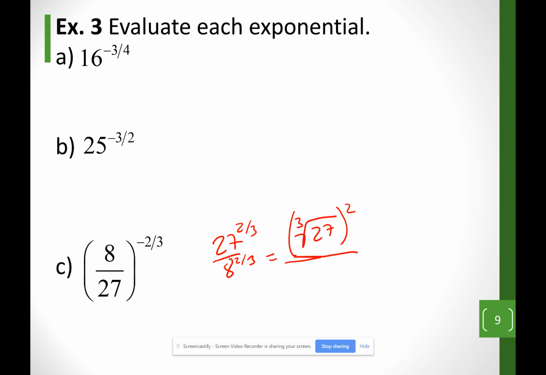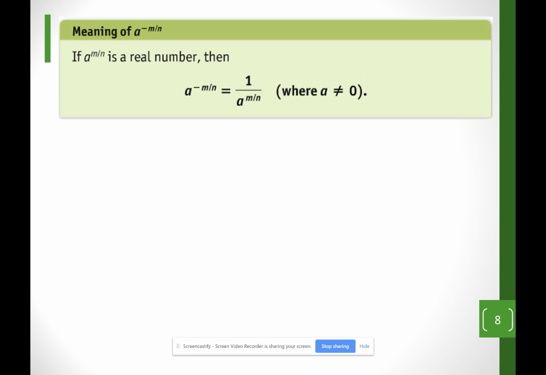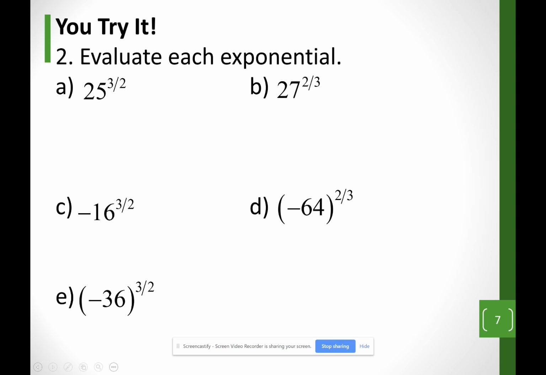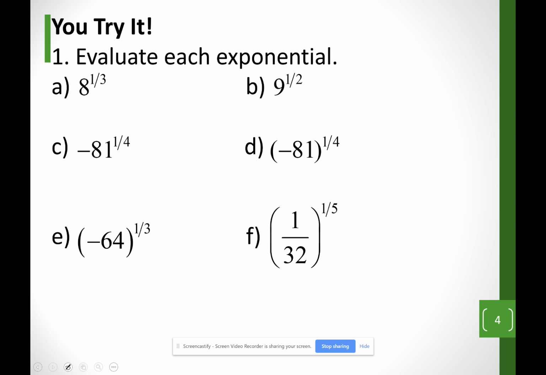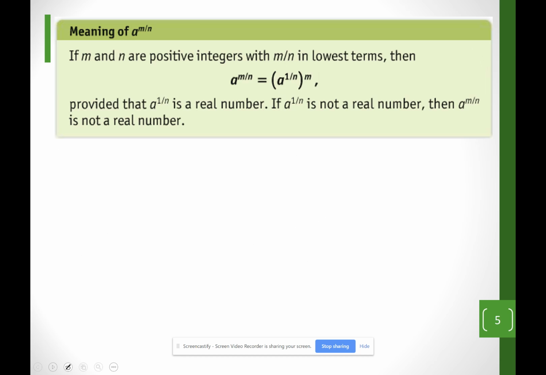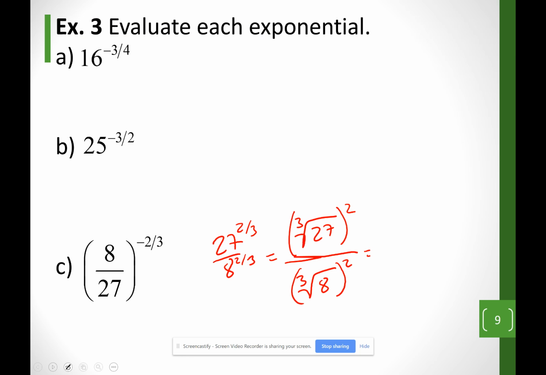At the bottom, I'm going to do the same. I'm going to do the cube root of 8, and whatever I get, I'm going to do it to the second power. Now, the cube root of 27 is 3. So I have 3 squared, better known as 9. The cube root of 8 is 2. 2 squared, better known as 4.